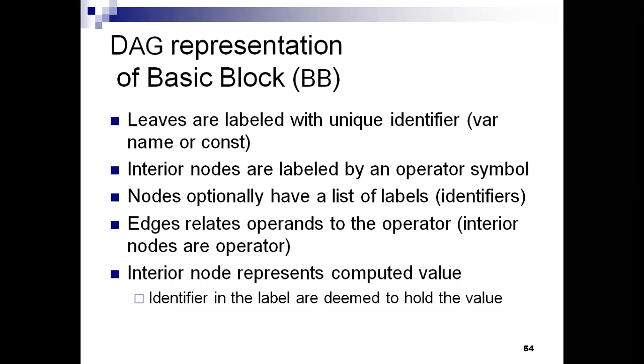And whatever edges we have relate the operands to the operator. That means those come under the interior nodes, or the operator. The interior node represents the computed values. That means the identifiers in the labels are deemed to hold the values. These are the most important things, or we can call them rules or constraints we need to follow whenever we are constructing the DAG.